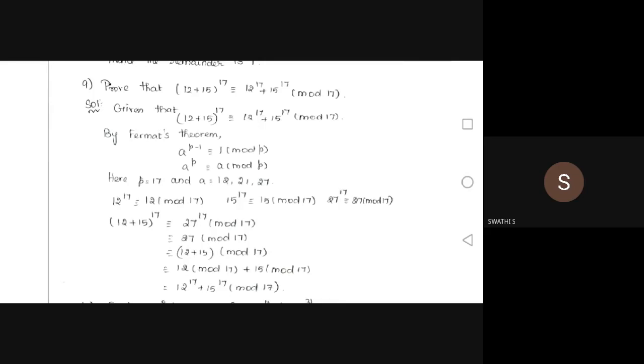So students, do you have any doubts on Wilson's theorem and Fermat's little theorem? We have many problems based on Fermat's little theorem and Wilson's theorem. I am eagerly waiting to clarify your doubts.